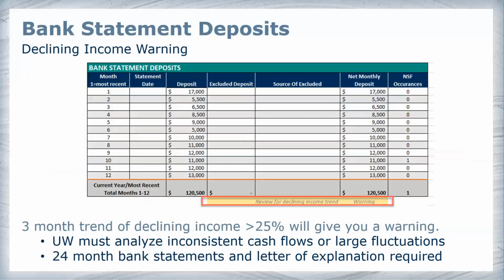You want to make sure and provide that, because we will look for that 3-month trend of declining income that's greater than 25%. You will get a warning. The underwriter is going to also analyze for any inconsistent cash flows or any large fluctuations. If any of those happen, then 24 months of bank statements and a letter of explanation will be required.